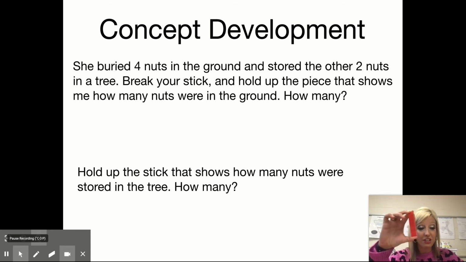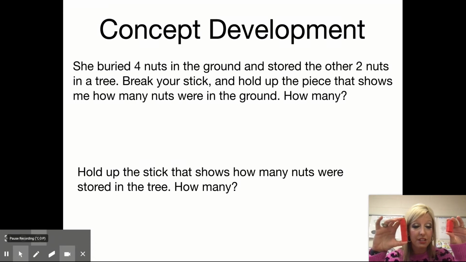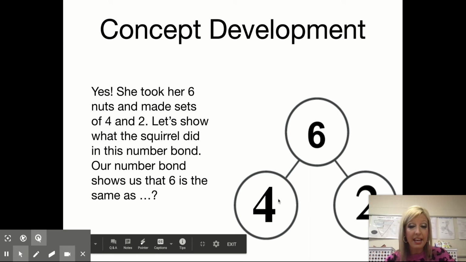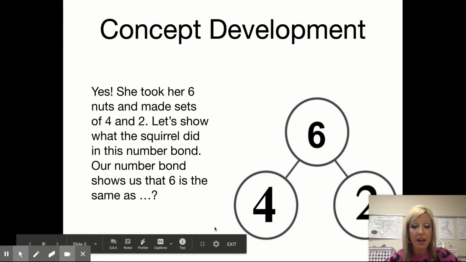Very good. You should have showed them 4. Now we want to hold up the stick that shows how many nuts were stored in the tree. How many was that? 2. Make sure you have it modeled correctly, that you have the 4 nuts that were stored in the ground and the 2 nuts that were stored in the tree. So she took her 6 nuts and made sets of 4 and 2.